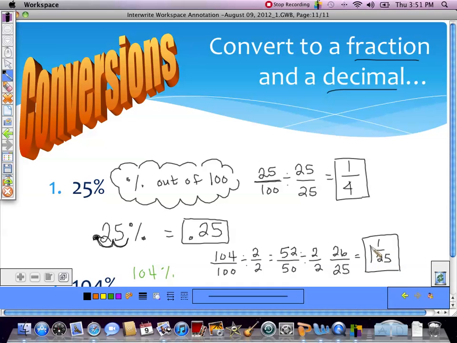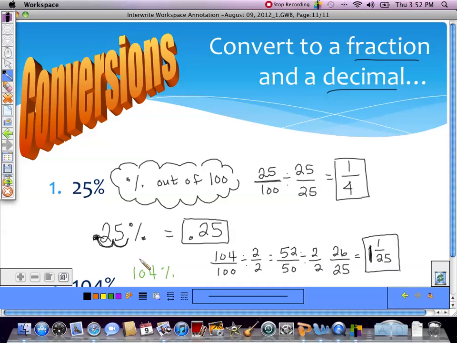Now the reason it's more than 1 whole is because you notice your percent is more than 100. It's actually 4% more than 100. So that's the reason you end up with a mixed number, and you end up with this fraction part of your mixed number.